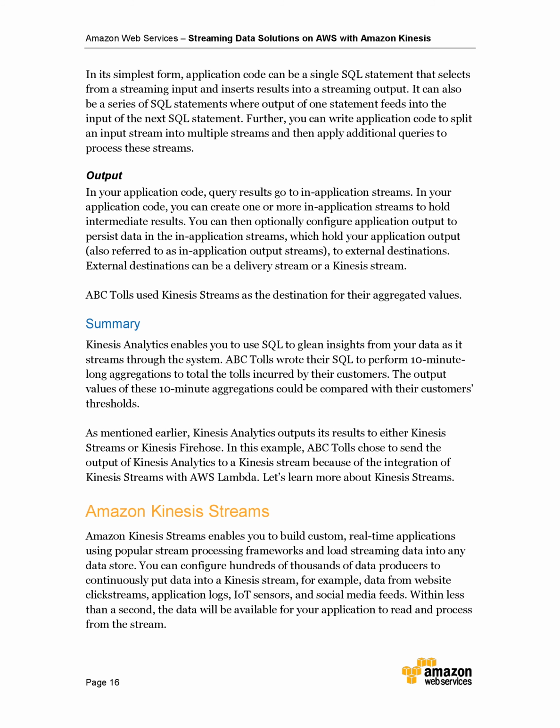Output: in your application code, query results go to an in-application stream. In your application code, you can create one or more in-application streams to hold intermediate results. You can then optionally configure application output to persist data in the in-application streams, which hold your application output, also referred to as in-application output streams, to external destinations. External destinations can be a delivery stream or a Kinesis stream.